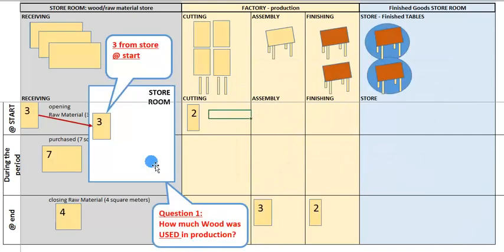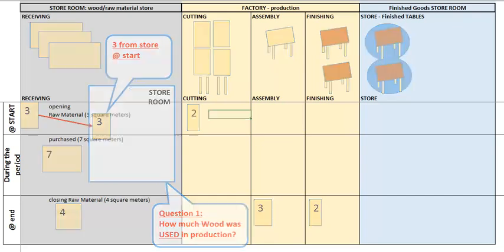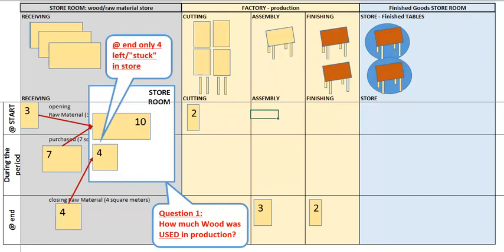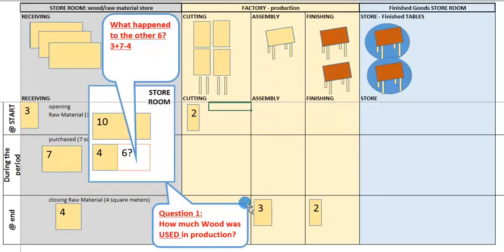So how much wood was used in production? We start with 3, and then 7 gets purchased during the production period. And then we now have a total of 10 square meters of wood in the raw material storeroom. However, at the end, when we check our raw material storeroom, we see that there is only 4 left in the storeroom now. So the question is, what happened to these other 6? So there's my question. What happened to these other 6 square meters of wood?